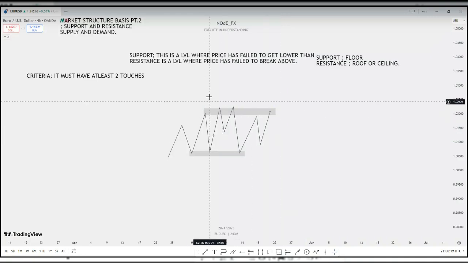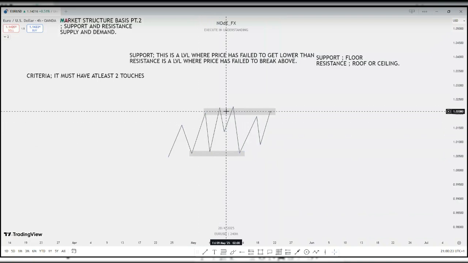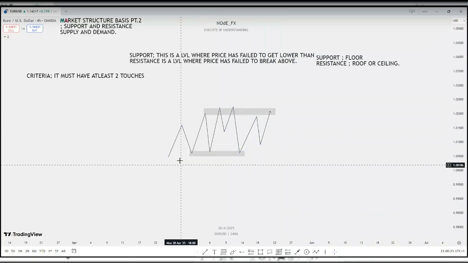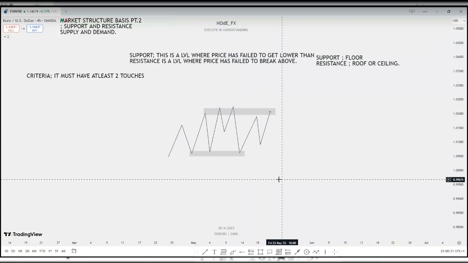Resistance is the ceiling, the roof. Support is the floor, where price fails to break lower. Resistance, where price fails to break higher.